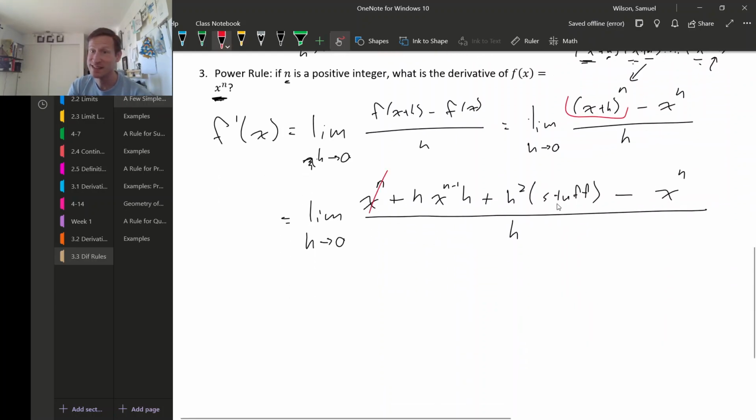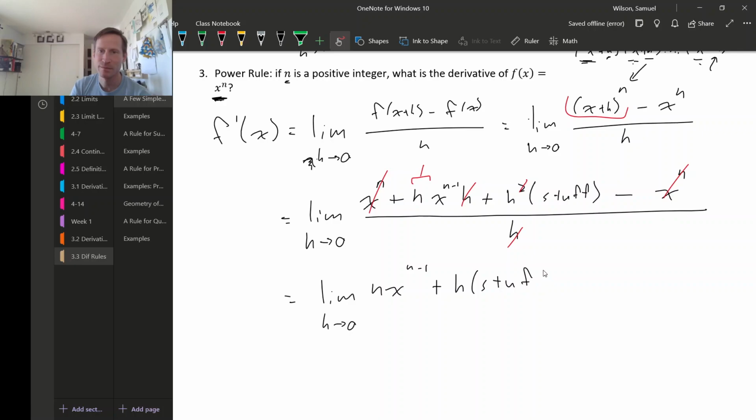And now, this x to the n cancels that x to the n. Now everything in the numerator has a factor of h, so we can cancel a factor of h. And we're left with the limit as h goes to 0 of, oops, I made a mistake here. This isn't an h. This right here is an n. This is the h. Okay. So n times x to the n minus 1 plus h times whatever that stuff is.